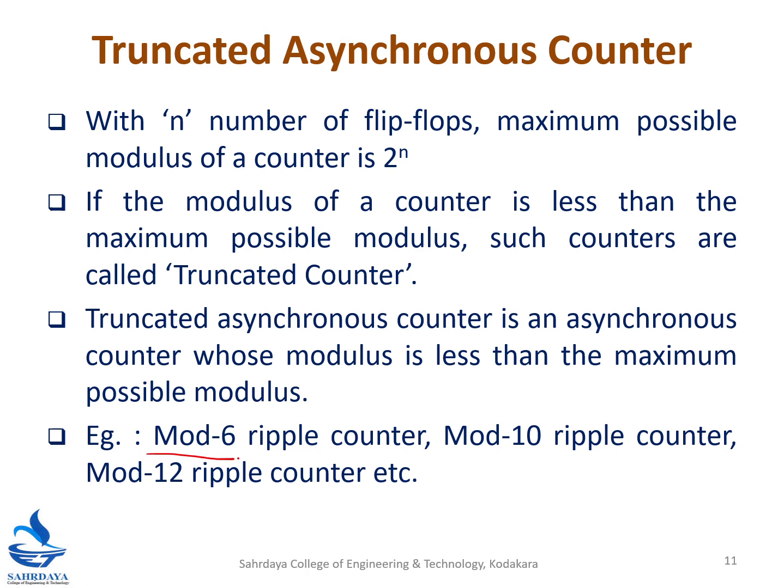That is why mode 6 counter, mode 10 counter. A ripple counter is nothing but the asynchronous counter. So mode 6 asynchronous counter, mode 10 asynchronous counter, and also mode 12 asynchronous counter. Mode 6 counter means there will be 6 states, or it can count from 0 to 5. 0 to 5 means there are 6 states.